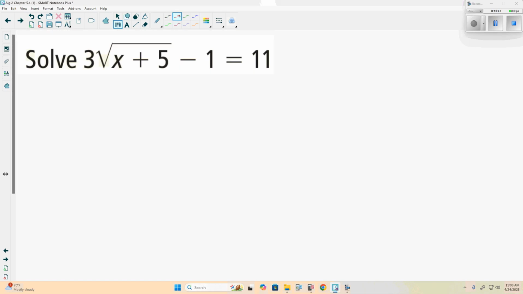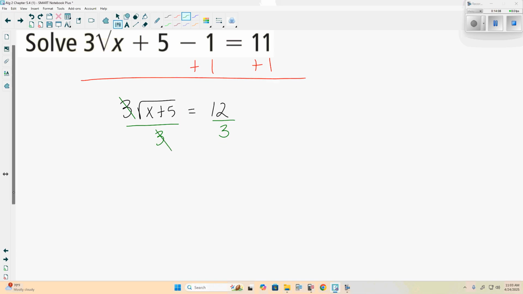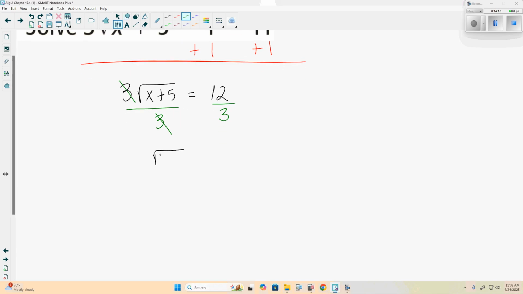All right, let's look at a similar one. 3 times square root of x plus 5 minus 1 equals 11. Is there one radical? So how do we get it by itself? Add 1, telling us 3 square root of x plus 5 equals 12. Now we're going to divide by 3 because the radical isn't completely by itself. This 3 and this 3 will cancel, telling us the square root of x plus 5 equals 4.